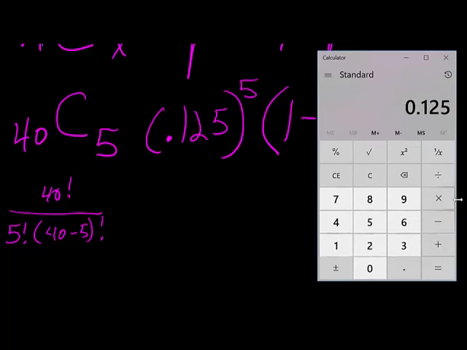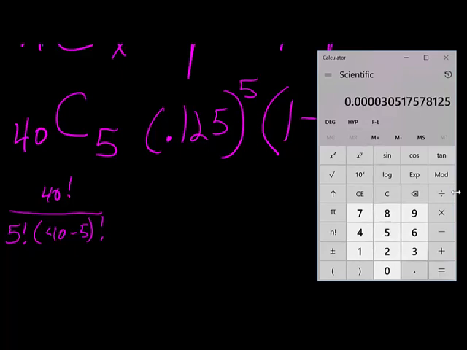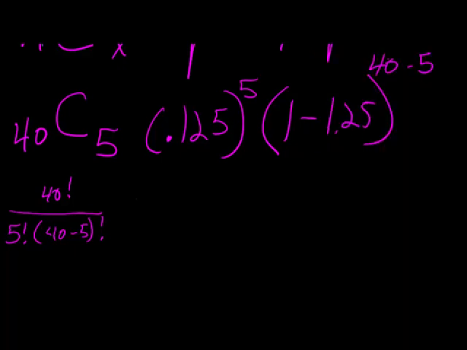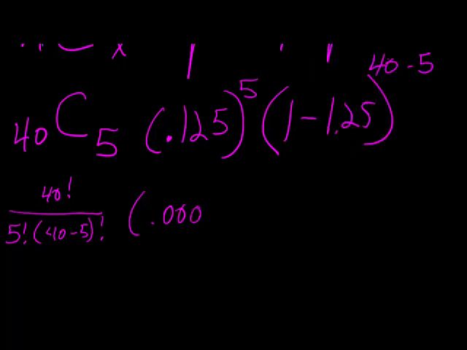0.125. Do I have an x to the y here? Let me change this to a different scientific. There we go. 0.125, and I'm going to make that x to the y 5 equals, so this is going to be 0.00, where'd it go? 1, 2, 3, 4, and then the 3. 0.00003 times 1 minus, that's a 0.